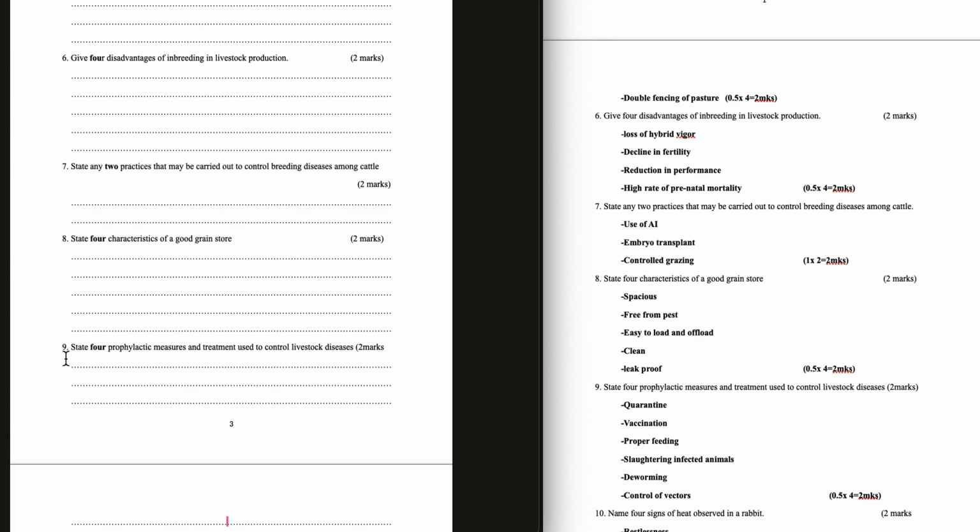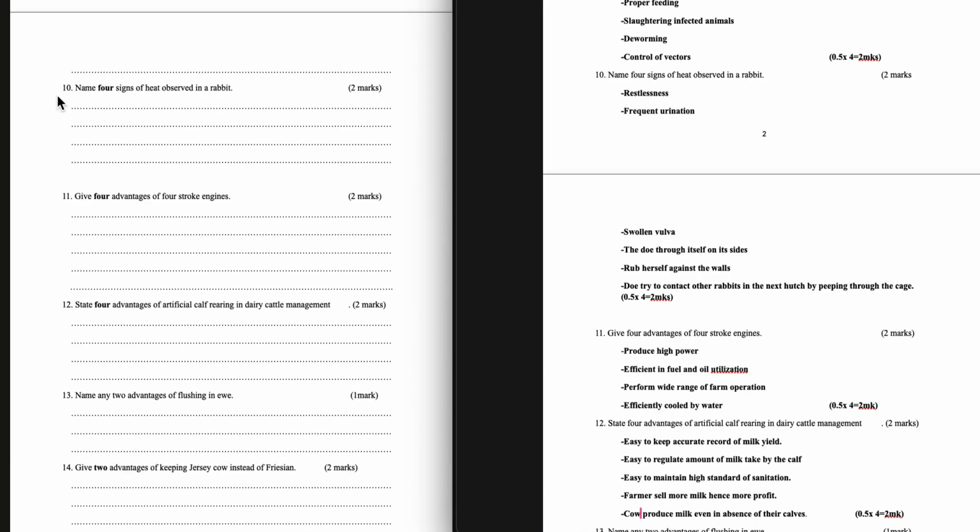Question 9. State 4 prophylactic measures and treatment used to control livestock diseases. Quarantine, vaccination, proper feeding, slaughtering infected animals, deworming, control of vectors.